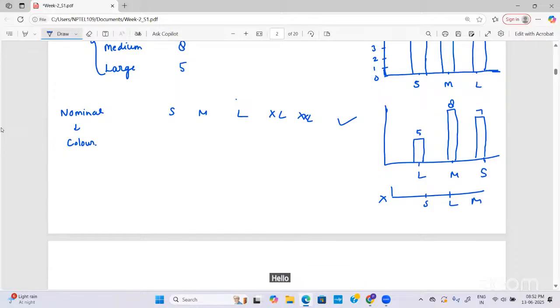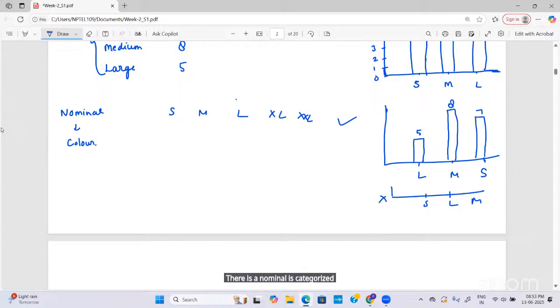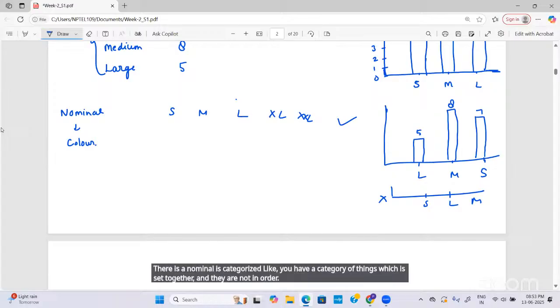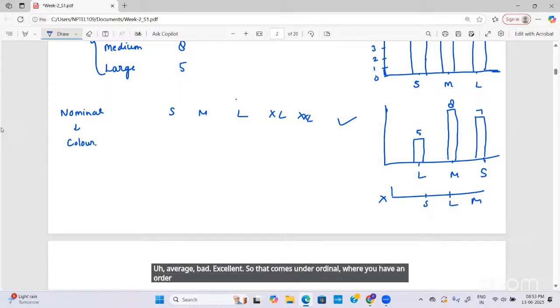I think they're confused between nominal and ordinal. Nominal is categorized, like you have a category of things which is set together, and they are not in order. But in ordinal it is in order, you say good, average, bad, excellent. So that comes under ordinal where you have an order. You go from bad, average, good, and then excellent.